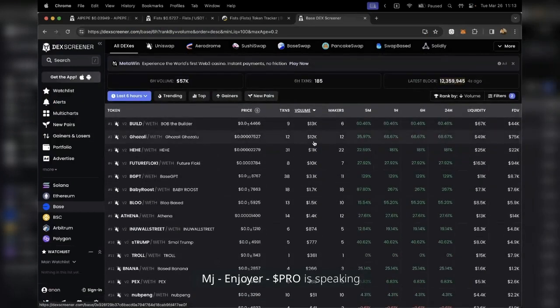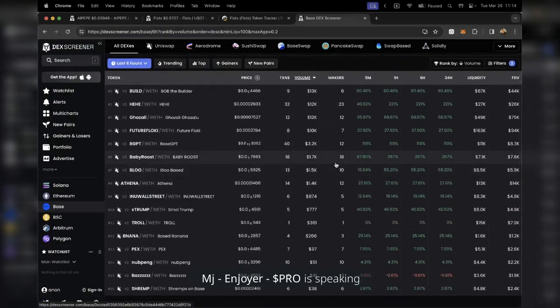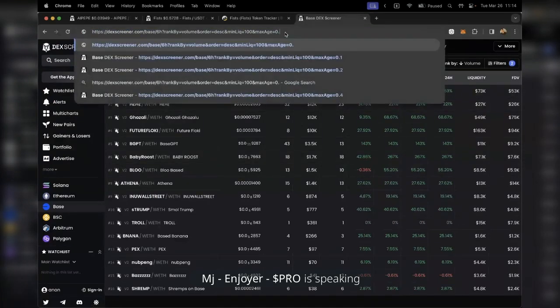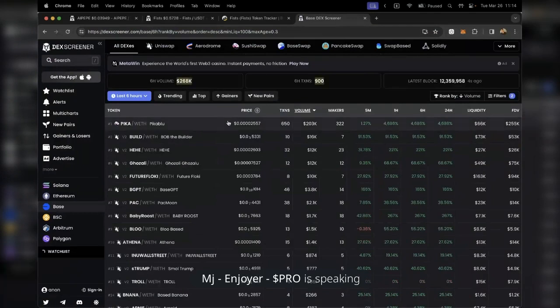None of these are catching. So CL has 13K, 9 transactions, 6 makers, probably a rug. We know he's a rug. You don't see anything catching a bunch of people aping. Baby Roost, but not really. No one's aping in volume at it. So there's nothing here at all interesting. But if we do 0.3, where Pepe or Pika Blue is, god damn it.